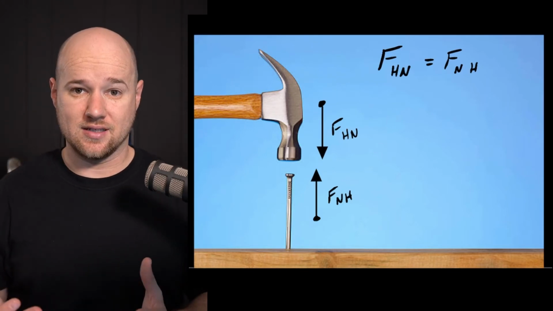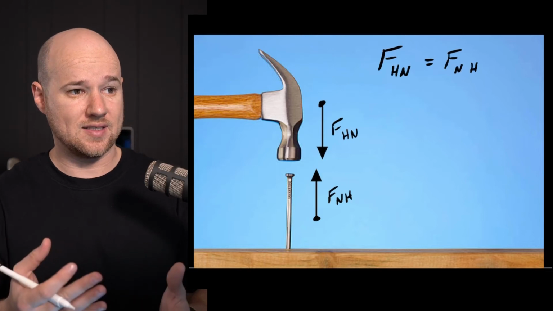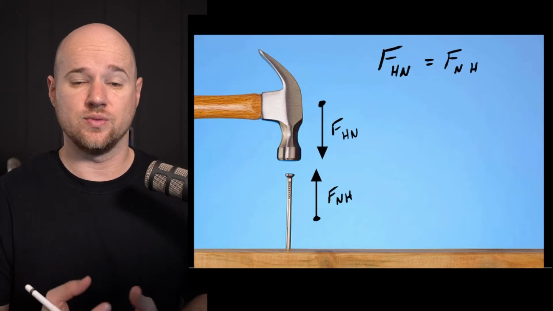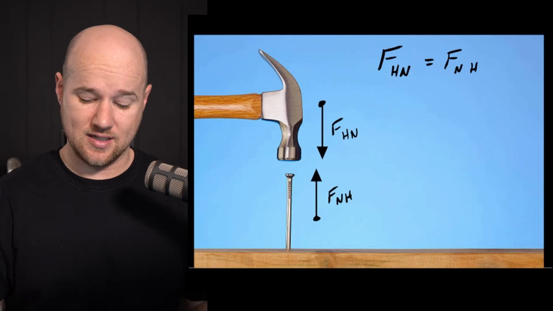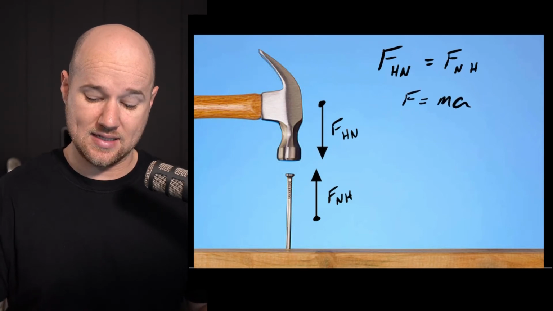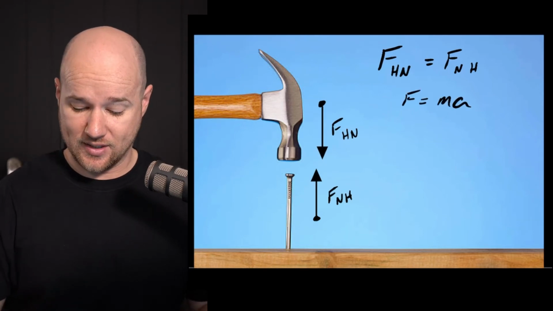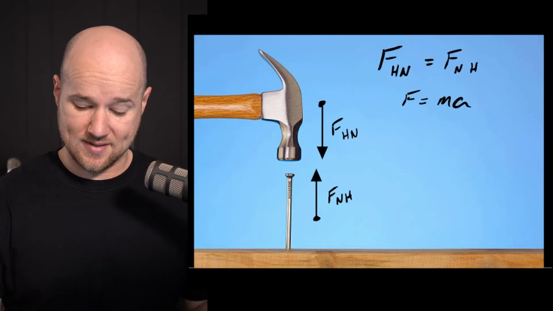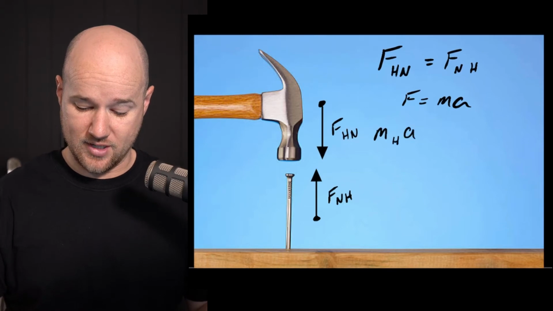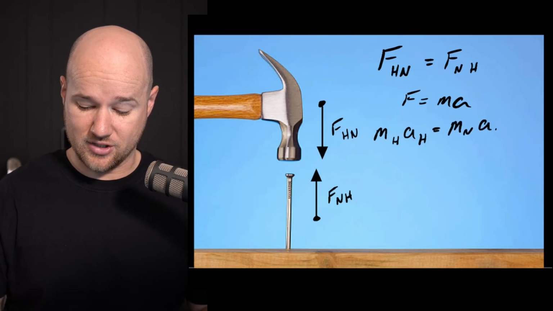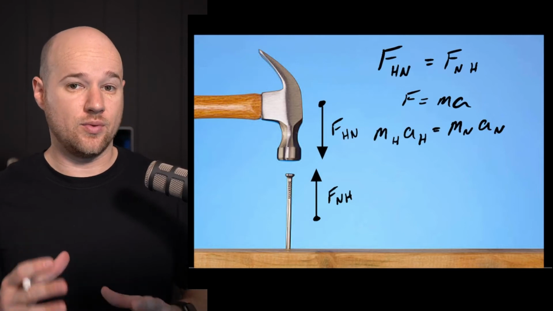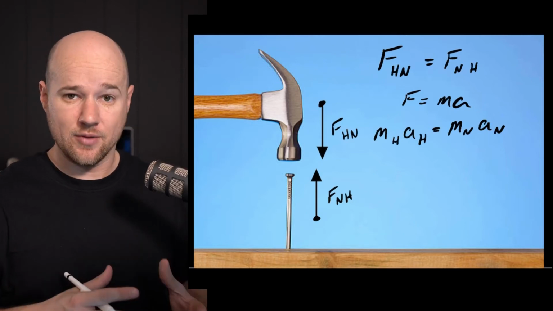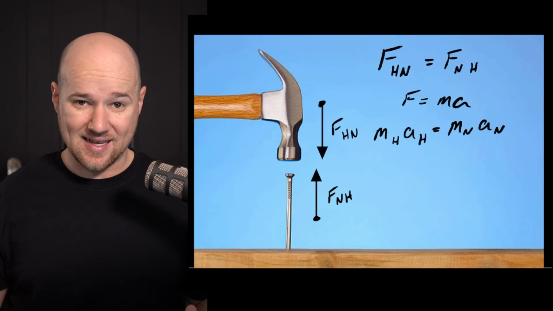Now, another interesting connection with this is a connection with Newton's second law. And Newton's second law says force is equal to mass times acceleration. So in this case, we can say the force of the hammer on the nail incorporates the mass of the hammer and the acceleration the hammer experiences, and that is going to be equal to the mass of the nail and the acceleration that the nail experiences. Now, a really important key fact in this is the fact that the hammer has a lot larger mass than the nail.